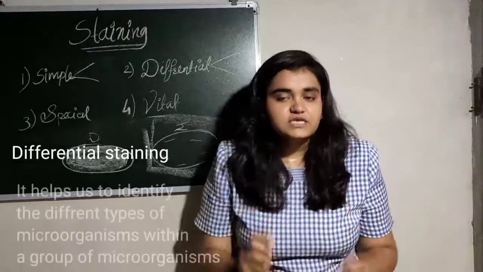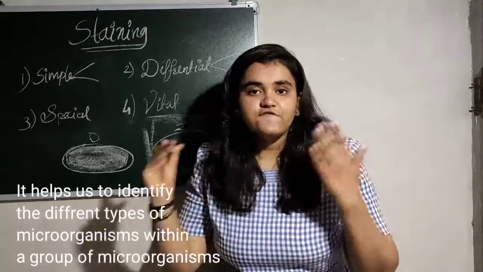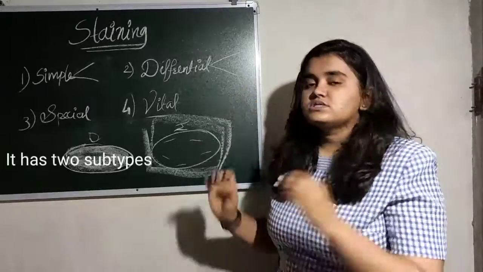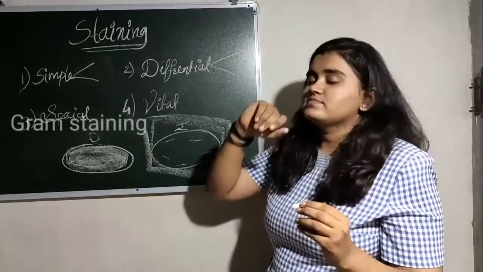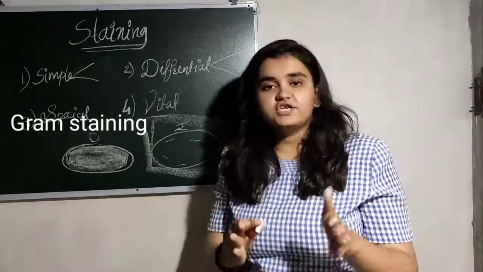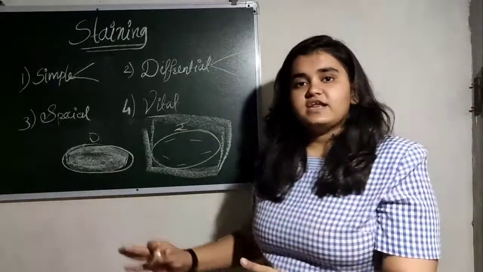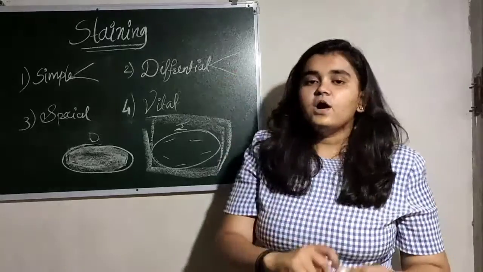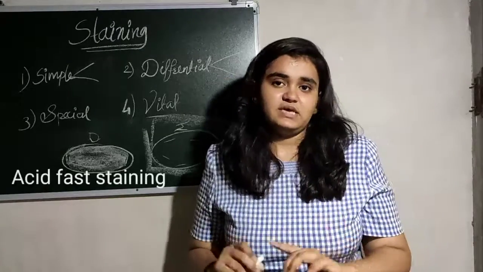Differential staining helps us to identify the types of organisms from a group of organisms. The most famous one is gram staining, which helps us to differentiate gram positive and gram negative from a bunch of microorganisms. And the second type of differential staining is acid-fast staining.